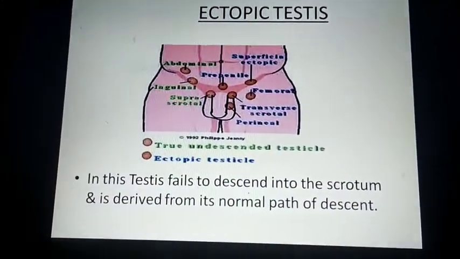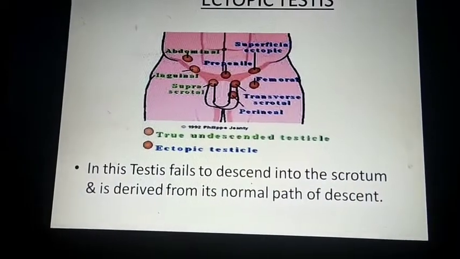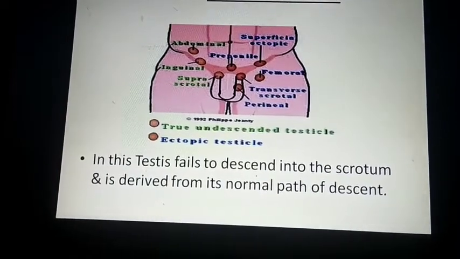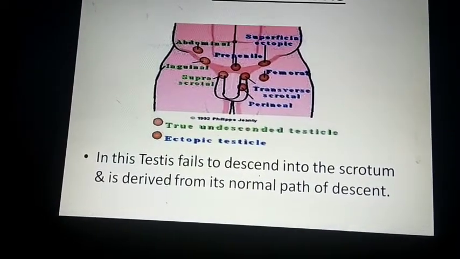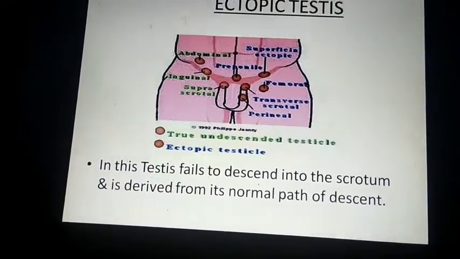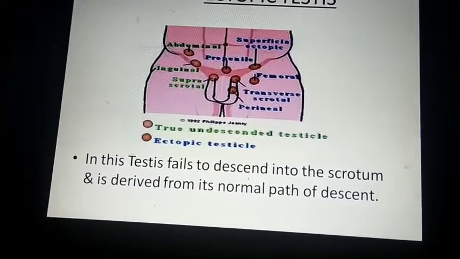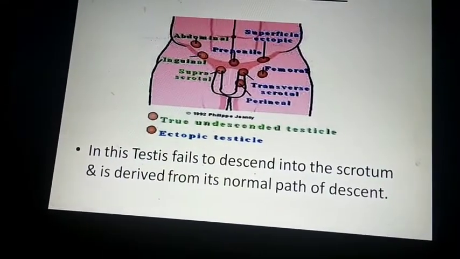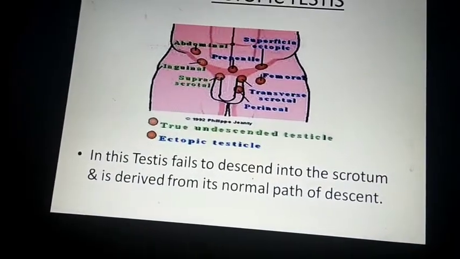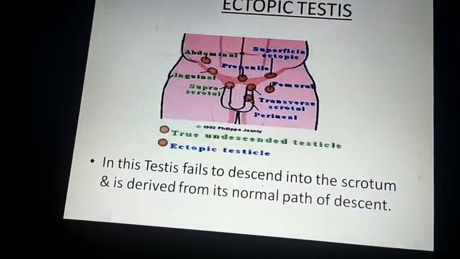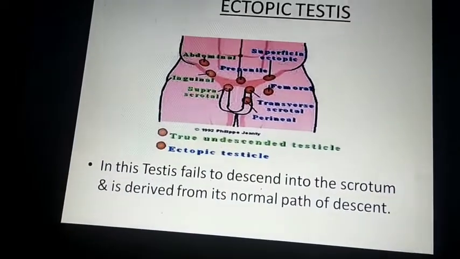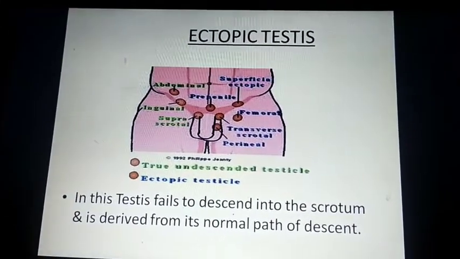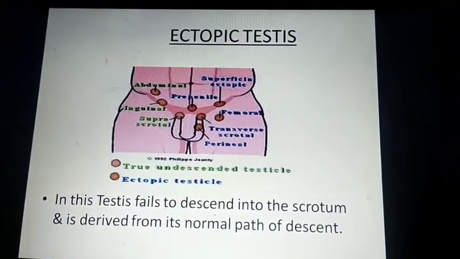Ectopic testis means the testis has failed to descend into the scrotum and is diverted from its normal path of descent. It may be in the abdomen, the deep inguinal ring, the inguinal canal, the superficial inguinal ring, the peripenile region at the root of the penis, the femoral canal, the transverse scrotal canal, or the perineum. This depends on the route of the testis.